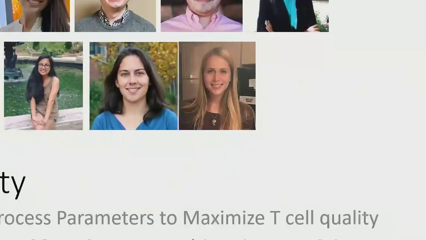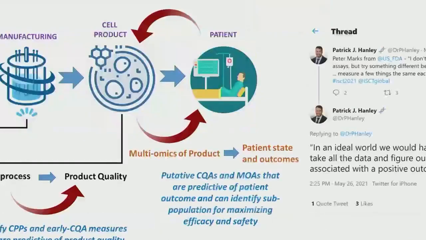So I'll talk about 3 vignettes coming from an engineering and scalability manufacturing standpoint. One is that of quality, really understanding and discovering critical quality attributes, which is not an easy task when you have a very complex product like cells. So this is kind of the method we use.